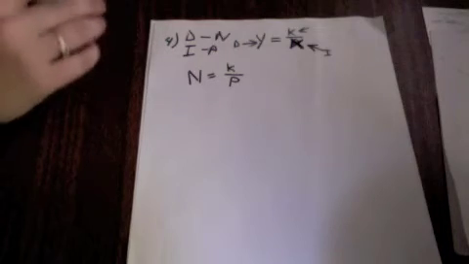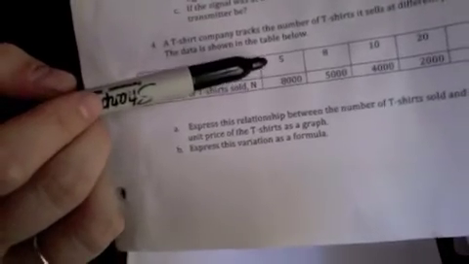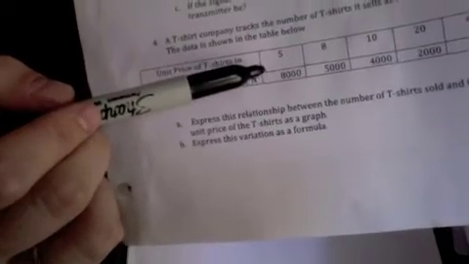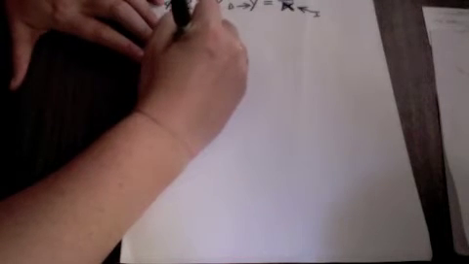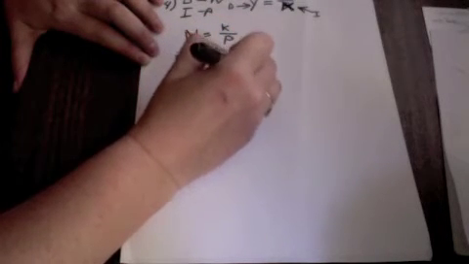So we don't know what K is yet, but look at this chart filled with all sorts of numbers. I'm going to use this relationship. When P equals 5, when the price is $5 per t-shirt, they can sell 8,000. So if P equals 5, then N equals 8,000. The more expensive the t-shirt, the fewer t-shirts they're going to sell. So we want to find this K value.